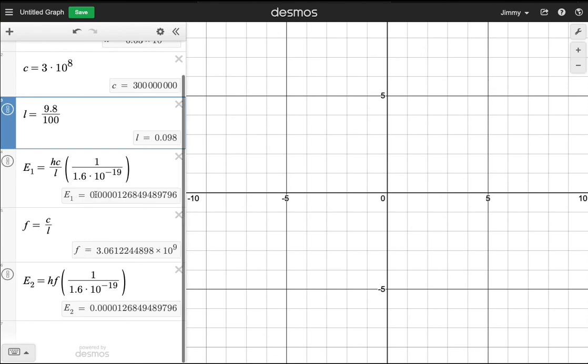So this is 1, 2, 3, 4, 5 numbers after the decimal. So that's 1.26845 times 10 to the negative 5th. Or you can copy this whole thing and put it in there.